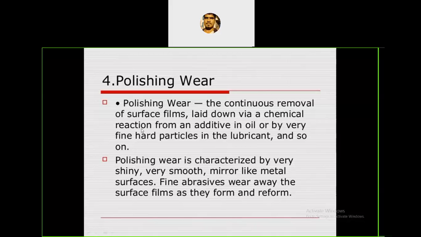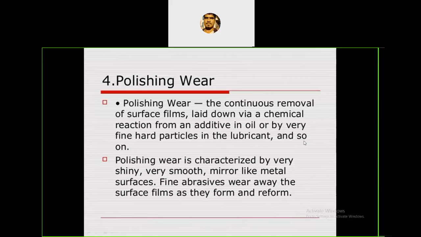It's a continuous process, but a small amount, and it is because of chemical reaction from the additives in an oil or by very fine hard particles in the lubricant. It is just because of the chemical way of wear. So this lubricant either reacts with the hard particles, foreign particles, or any one surface, and because of that chemical reaction, the wear continuously takes place.